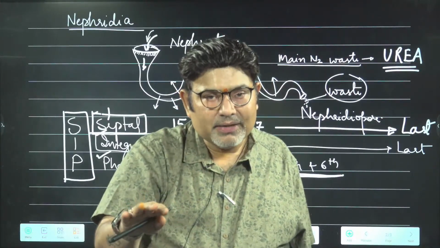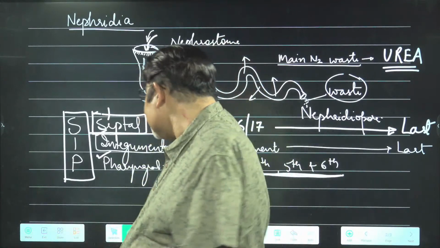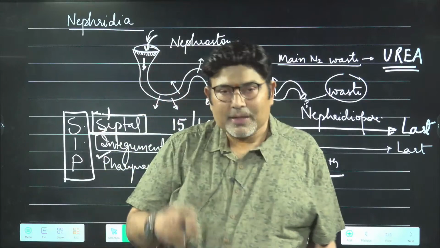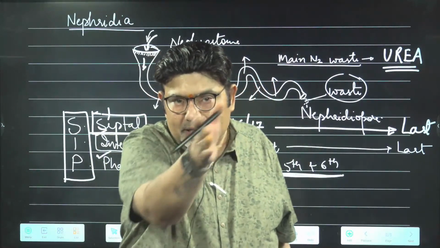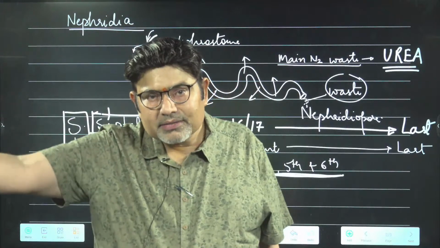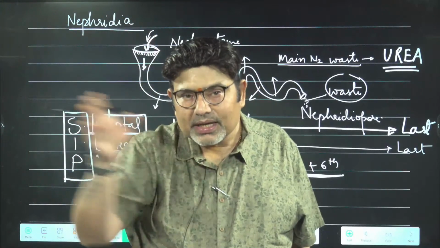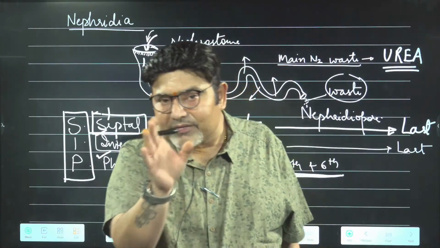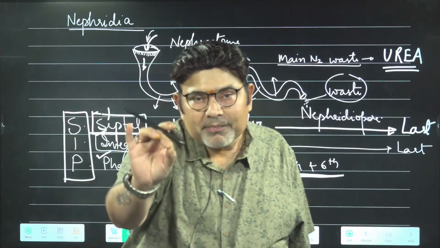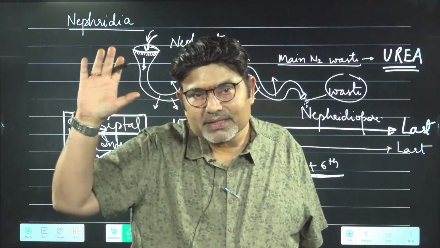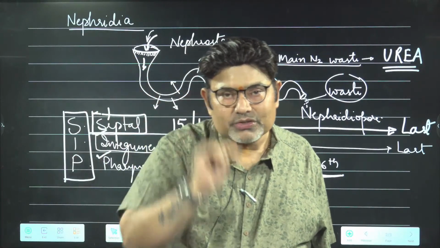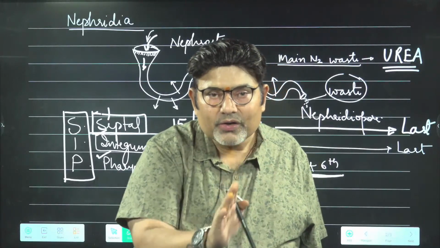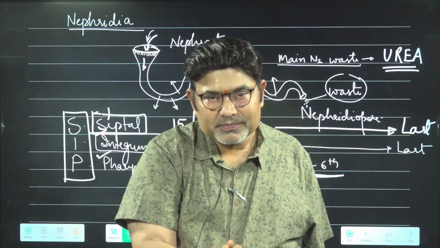Make sense? Okay. So three of them, SIP: septal, integumentary, pharyngeal. Septal from the 15-16 segment up to the last, integumentary third to the last, and pharyngeal are present in the 4th, 5th, and 6th segment. They open up in the pharynx. Make sense? Okay. Now my question to you is, name the segments in the earthworm devoid of any nephridiopore.